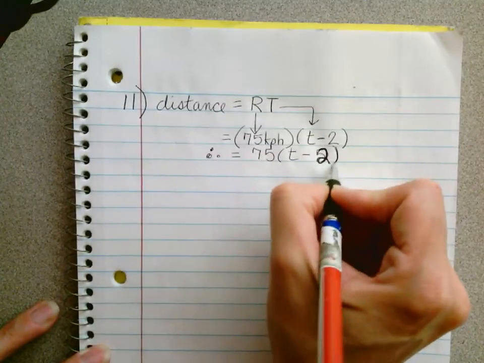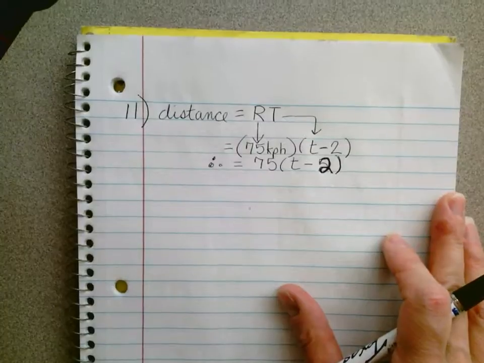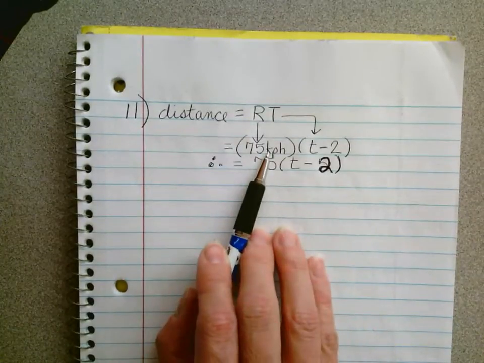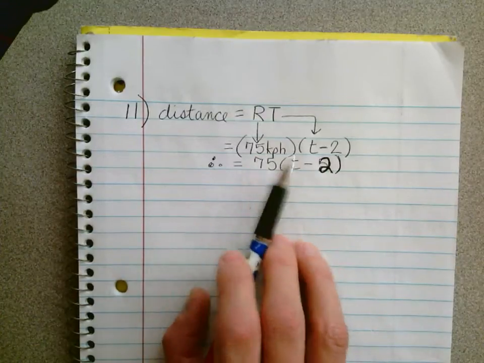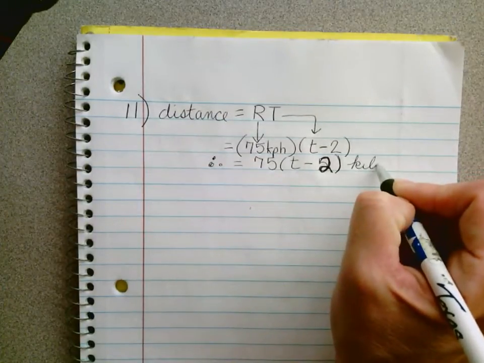And will I be answering, if I were able to answer, in miles or kilometers? Anybody know? Kilometers, because K stands for kilometers. If it were M, that would mean it's miles. So 75 times t minus 2 is going to give us how many kilometers?